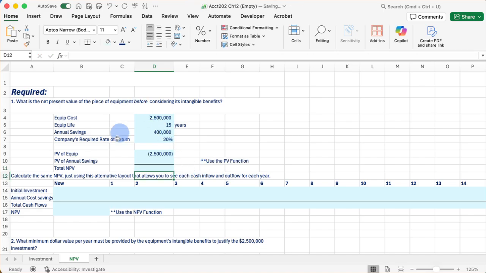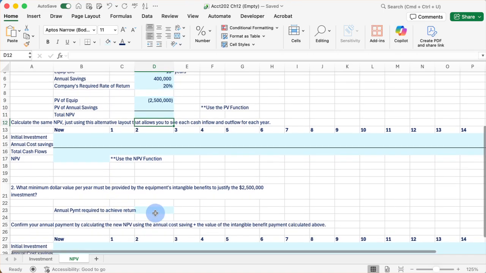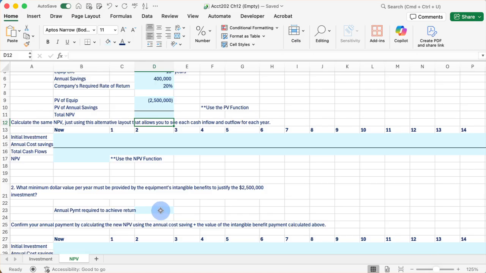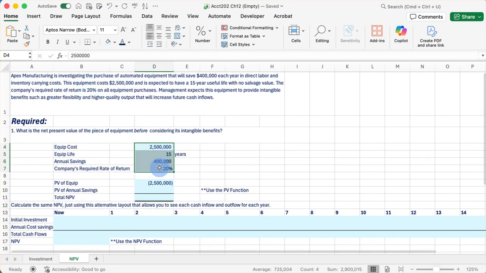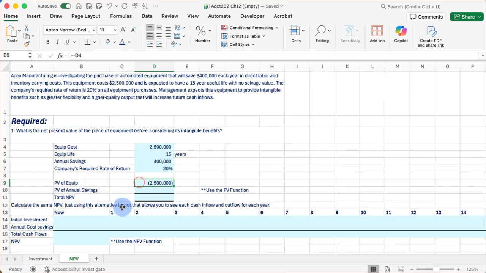This problem is to help walk through using the present value function and also solving for the annual payment required to achieve the return, because we didn't really have a chance to go through it together in class. So I already filled in the beginning of the information: the equipment cost, life, annual savings, and our required rate of return. So we're going to just use the present value functions instead of NPV.